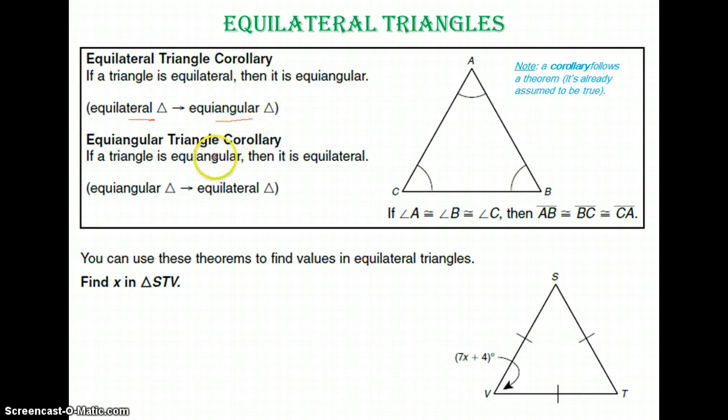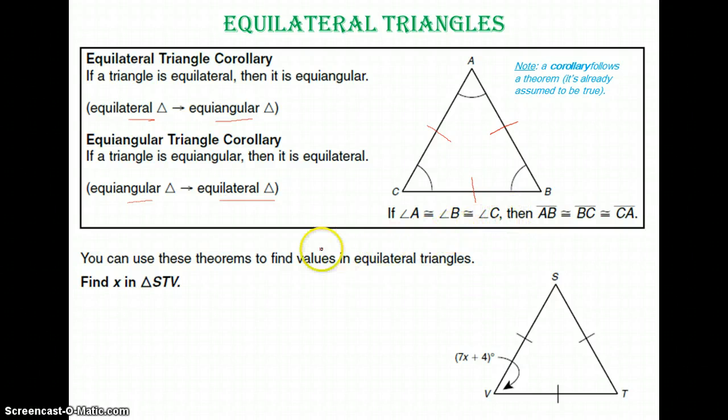Okay, the equiangular triangle corollary. Now we're just going from angles to sides. So if a triangle is equiangular, then it is equilateral. So now looking at angles first, if they are congruent and it's equiangular, then we could also conclude equilateral triangle as well. So let's look over at our diagram. If angle A is congruent to angle B is congruent to angle C, then, again, all my three angles congruent here, I can conclude that segment AB is congruent to BC, congruent to CA. So equiangular, equilateral, and vice versa.